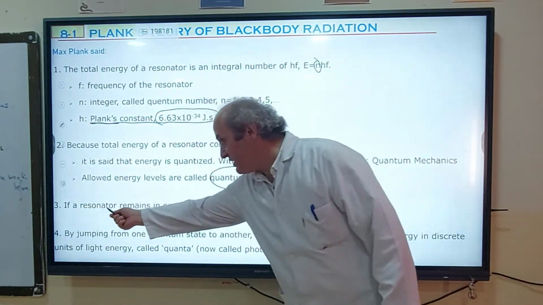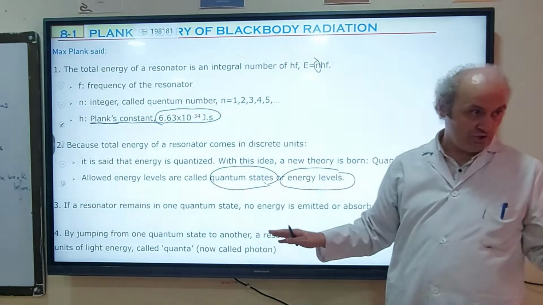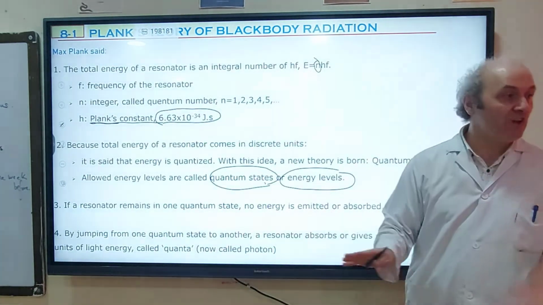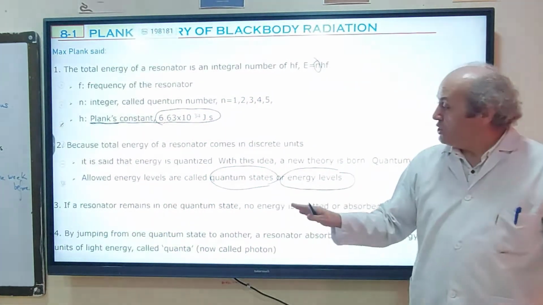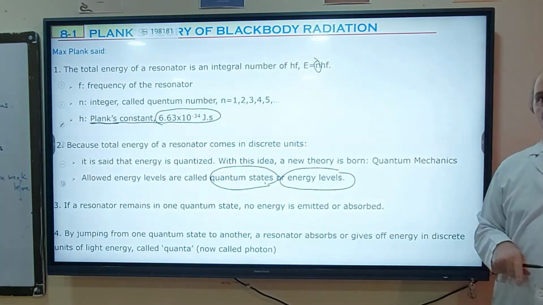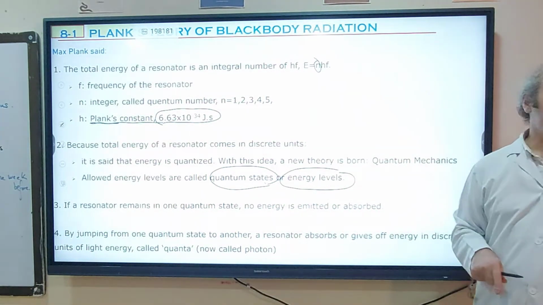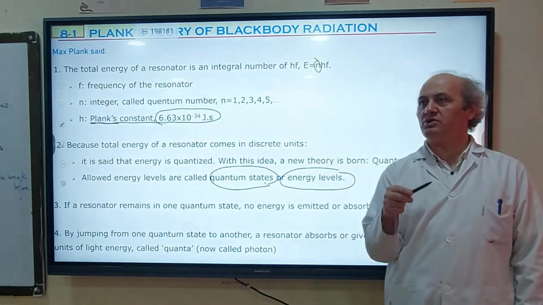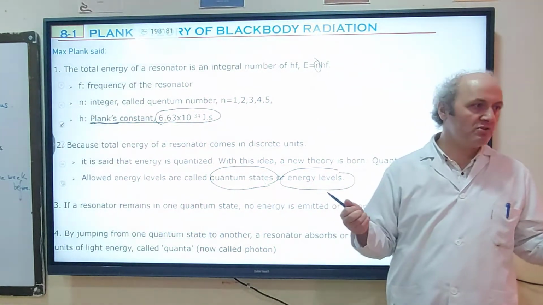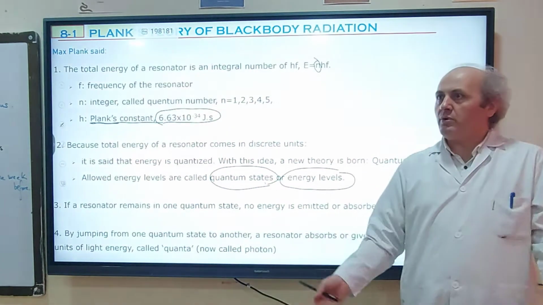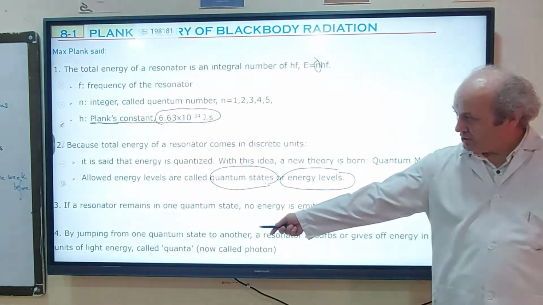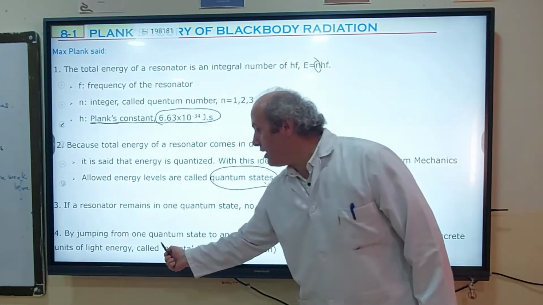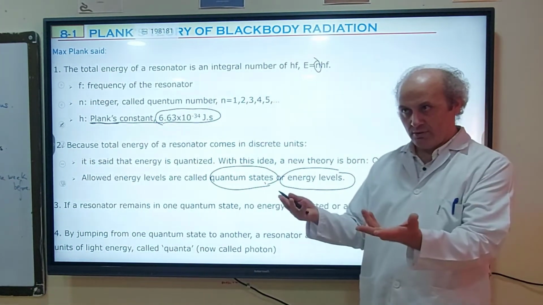Third one, and this is another revolutionary thing: if a resonator remains in one quantum state, no energy is emitted or absorbed. For example, say that a resonator vibrates at a quantum state which is h times f. It doesn't emit radiation. But how will it emit radiation? By jumping from one quantum state to another.